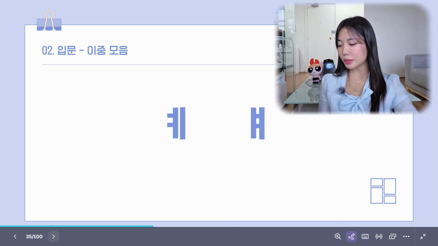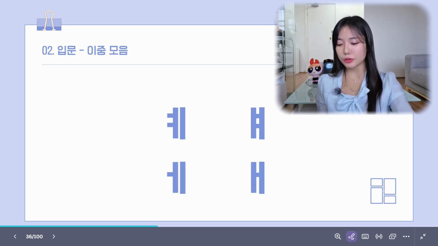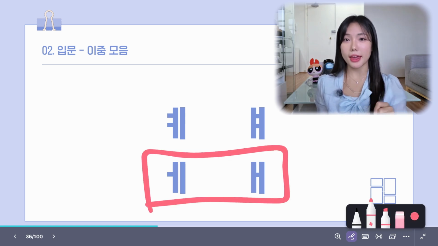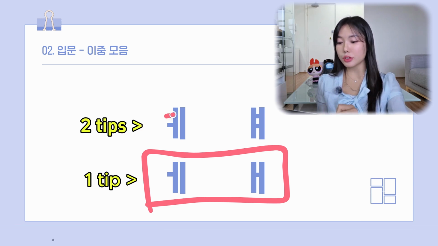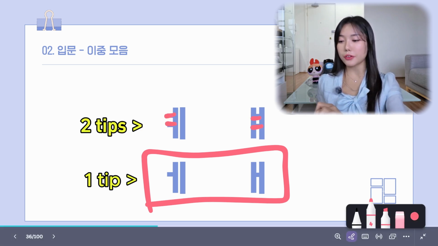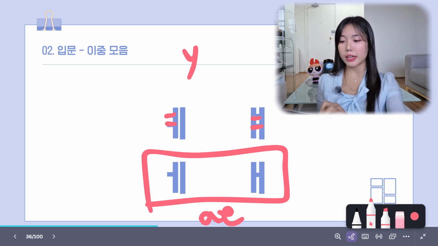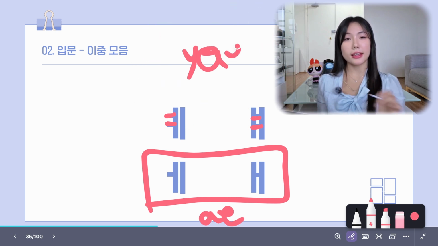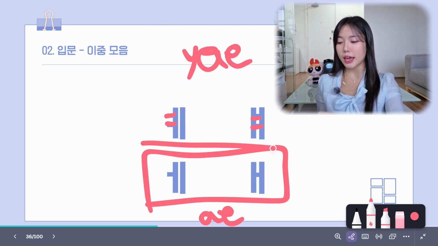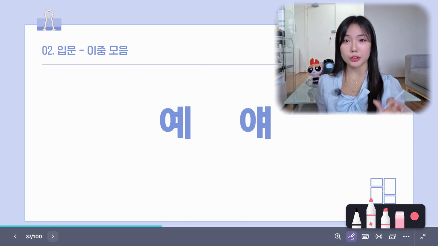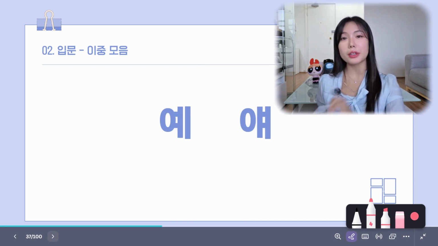We have these 2 more double vowels. They are similar to these. Do you remember these 2? They were 에. They're saying 에, right? They have 2 tips here. So, of course, add y. So if it was 에, those 2 are 예. 예. Of course, in combination with the circle, they are also yeah.